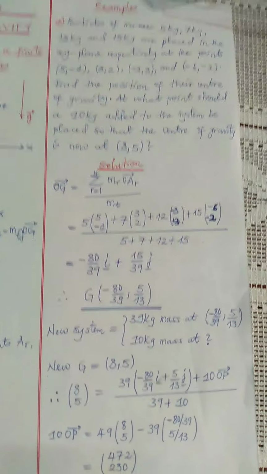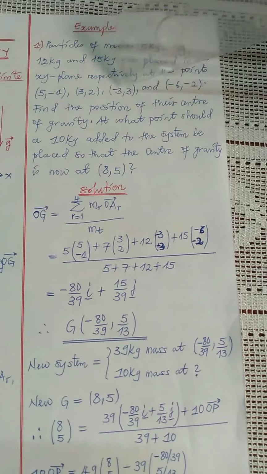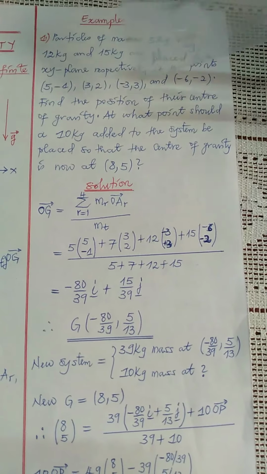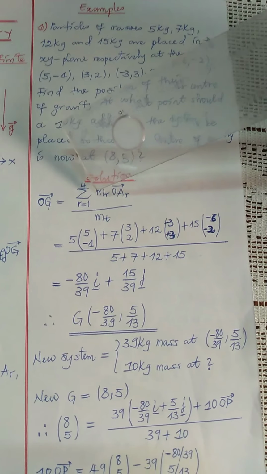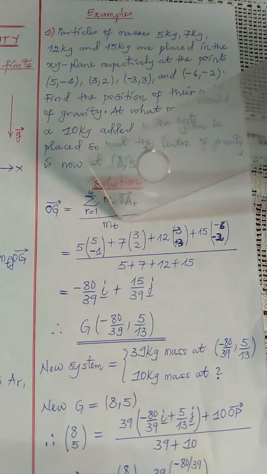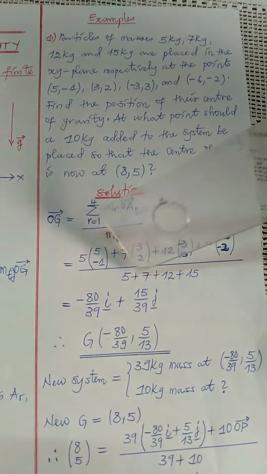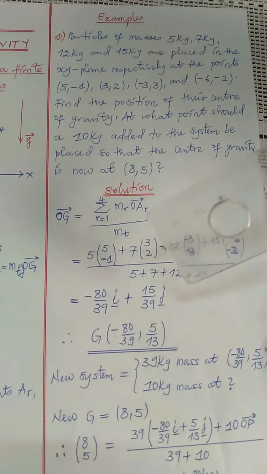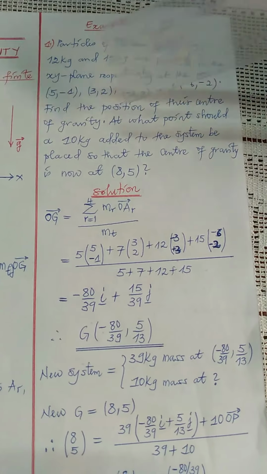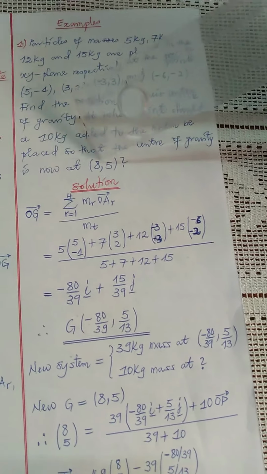Now let's get an example. If we have particles of masses 5 kg, 7 kg, 12 and 15 placed at 4 points respectively at these points, then we are asked to find the position vector of their center of gravity. Simply we apply the formula. It is the sum of masses times position vectors all over total mass. So each mass times its position vector, 4 times, all over the sum of the masses of all the 4 masses. That simplifies to give us that result. Now we are told at what point should a 10 kg mass added to this system be placed so that the center of gravity will be at 8.5.